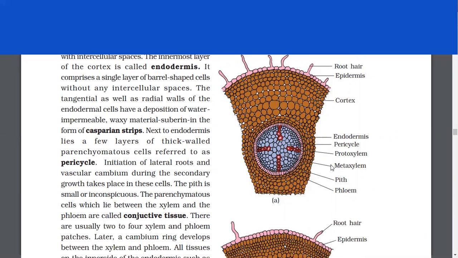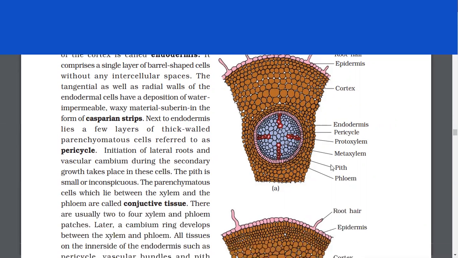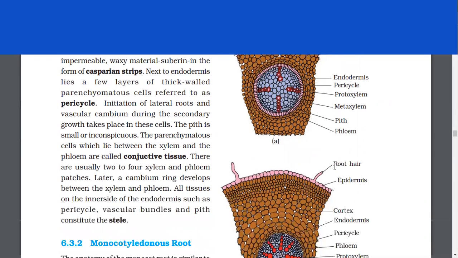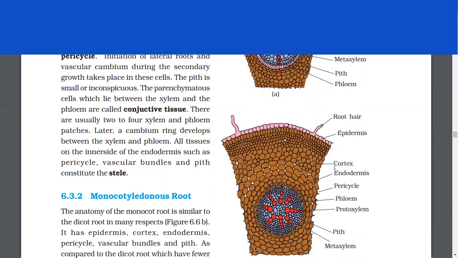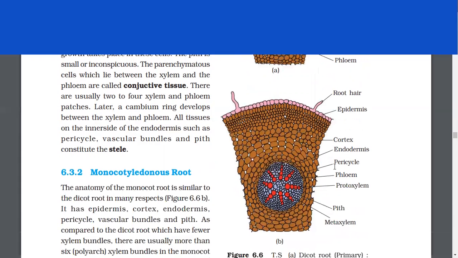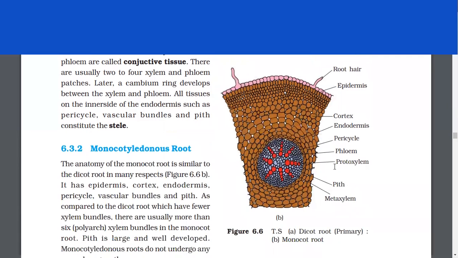Next to endodermis lie a few layers of thick-walled parenchymatous cells referred to as pericycle. Initiation of lateral roots and vascular cambium during the secondary growth takes place in these cells. The pith is small or inconspicuous. The parenchymatous cells, which lie between the xylem and the phloem, are called conjunctive tissue. There are usually 2 or 4 xylem and phloem patches. Later, a cambium ring develops between the xylem and phloem. All tissues on the inner side of the endodermis, such as pericycle, vascular bundles, and pith, constitute the stele.